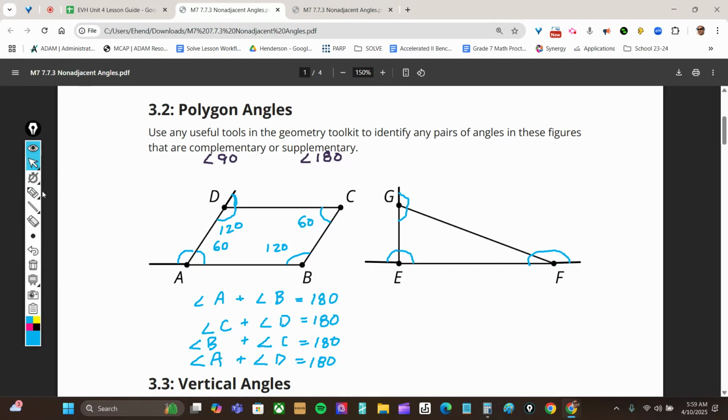But if you add angle E plus angle F plus angle G, that is going to equal 180 degrees, and that's supplementary.